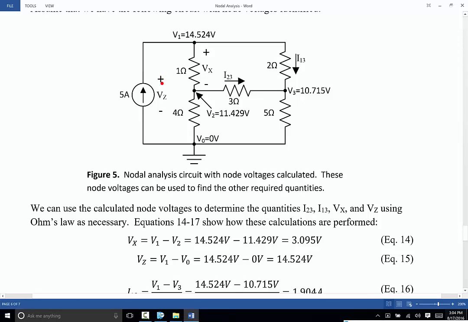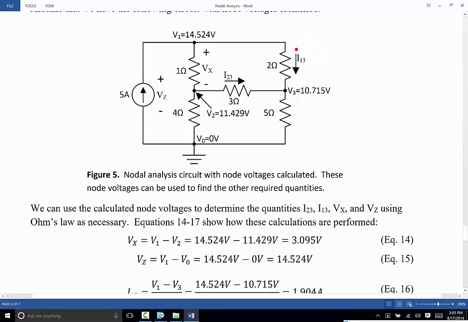Now over here you can see that we have V sub z. V sub z is going to be across this current source, but we don't need to worry about what it's across. We just need to worry about where the two ends are. The positive terminal is up here, and that's toward V1. The negative terminal is down here. That's actually toward V0, which is very nice. So Vz is V1 minus V0. V1 minus V0 is just V1 minus 0, because V0 is the reference node of 0 volts. So it's 14.524. Now calculating current involves a little bit more work, but it's still not too bad.